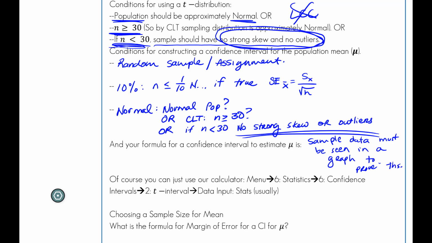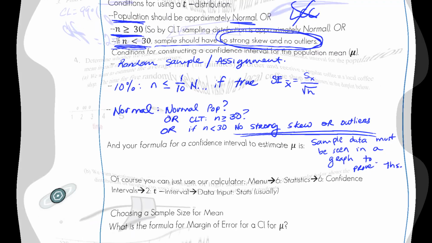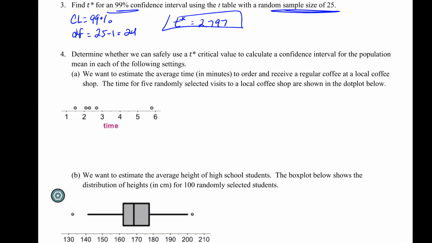Okay, so let's take a look at some examples to put this together and see when can we actually use this t distribution and the confidence interval formula that we're going to construct. All right, so back to our examples. We're looking at number 4. For number 4, A and B, we want to just determine whether we can safely use t star as a critical value. So we have to check that normal condition, right? So let's go ahead and take a look at part A.